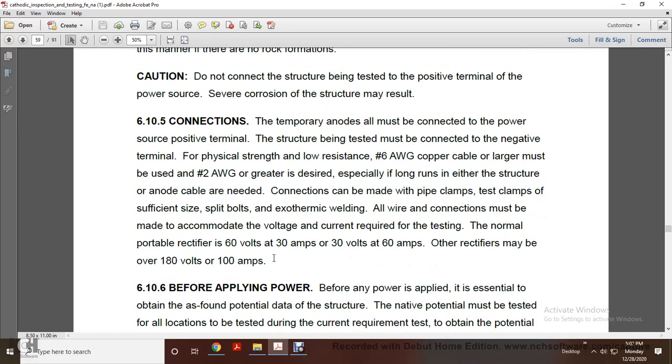All wiring connections must be made to accommodate the voltage and current required for the testing. Normal portable rectifiers are 60 volts at 30 amps, 30 volts at 60 amps. Other rectifiers may be 180 volts or 100 amps.